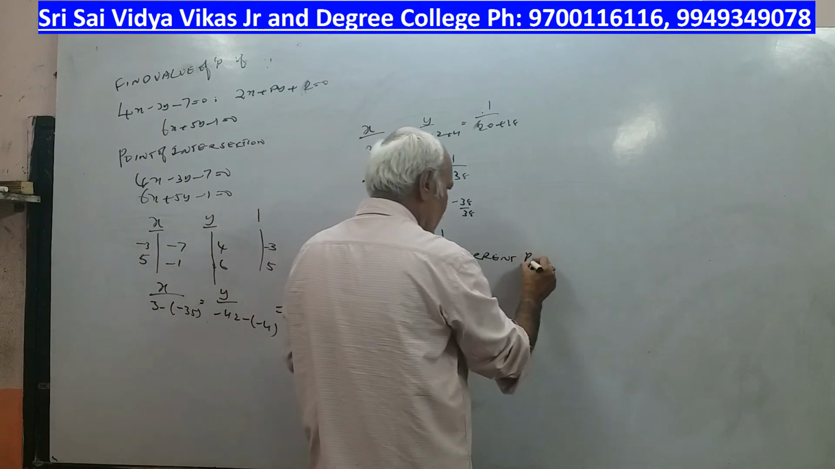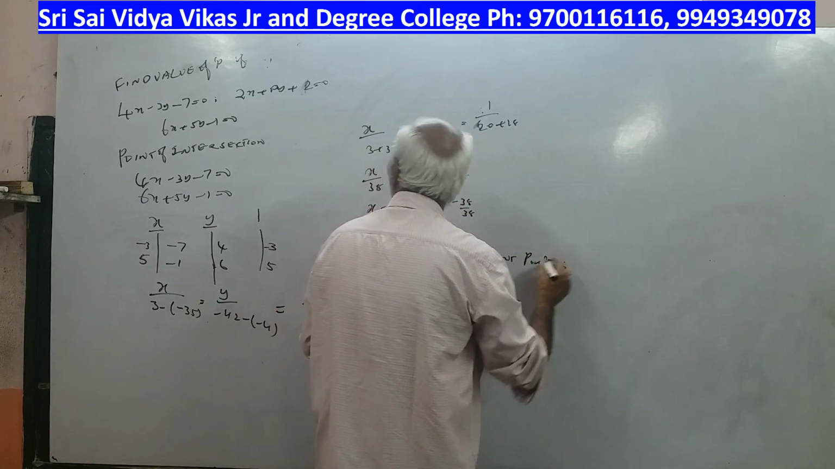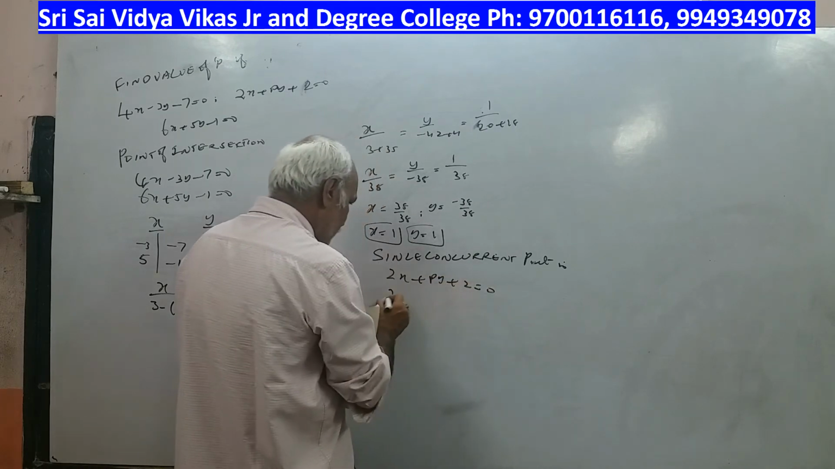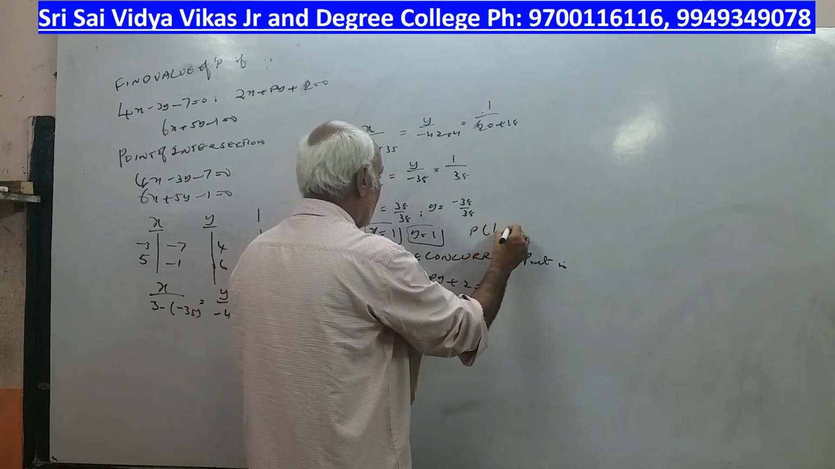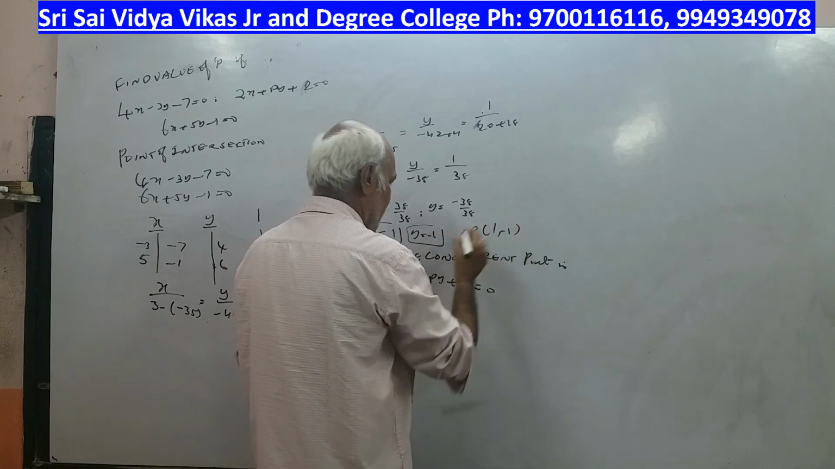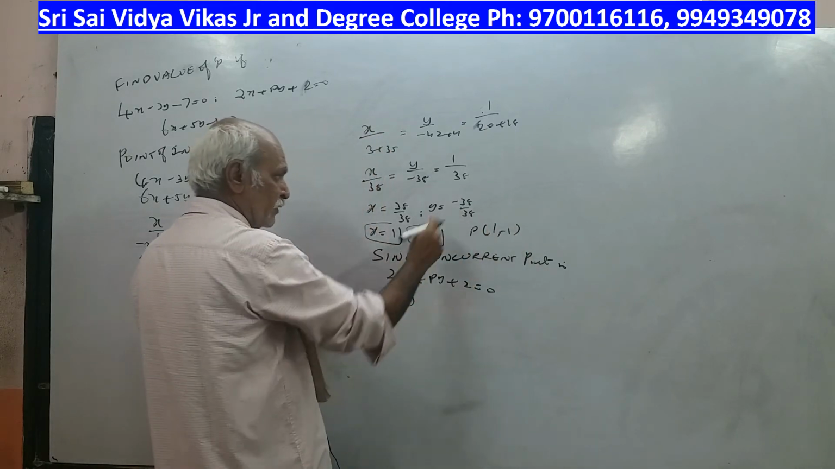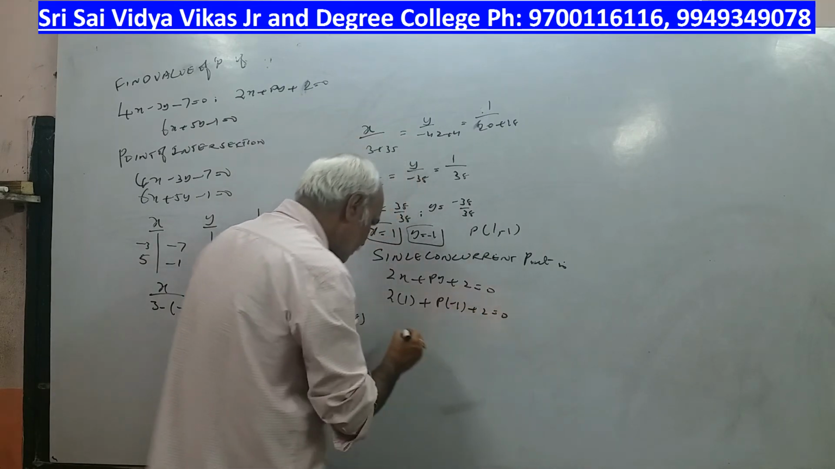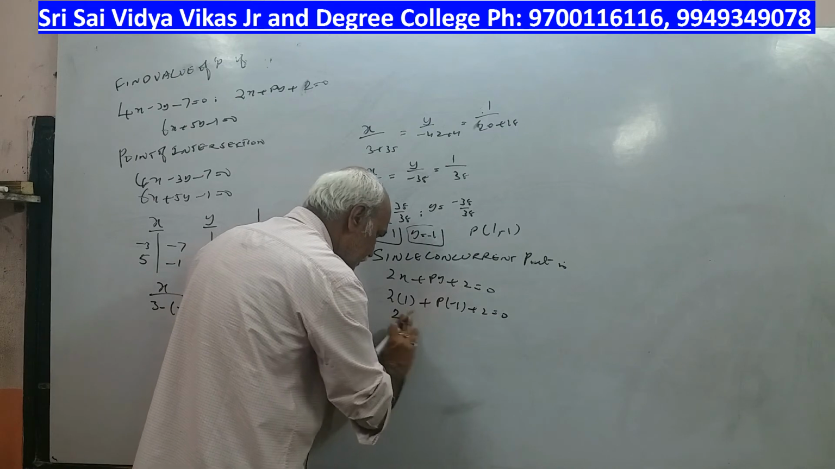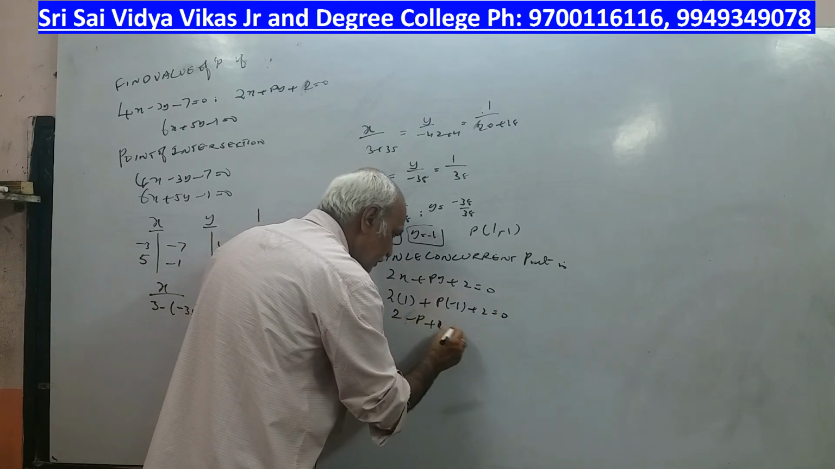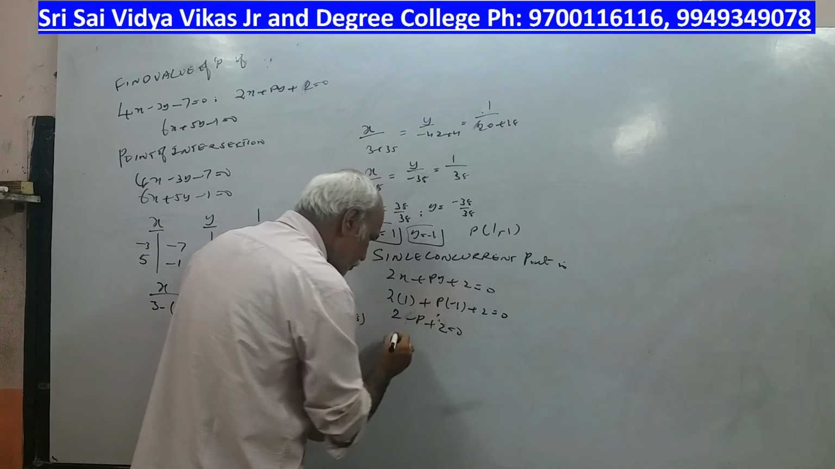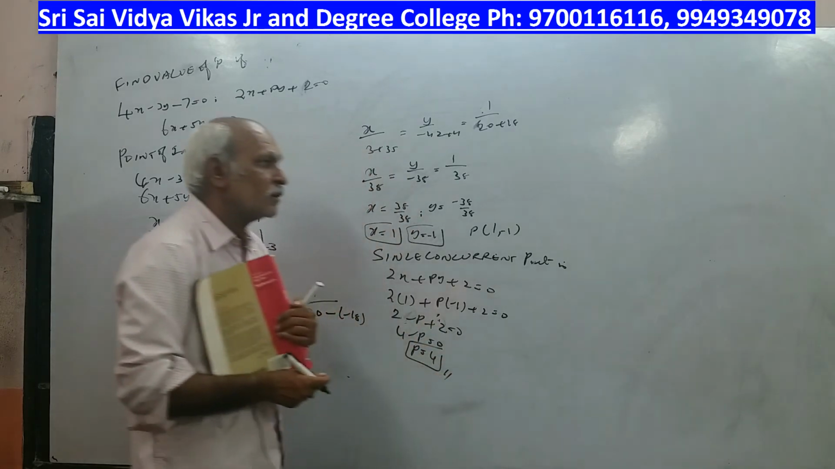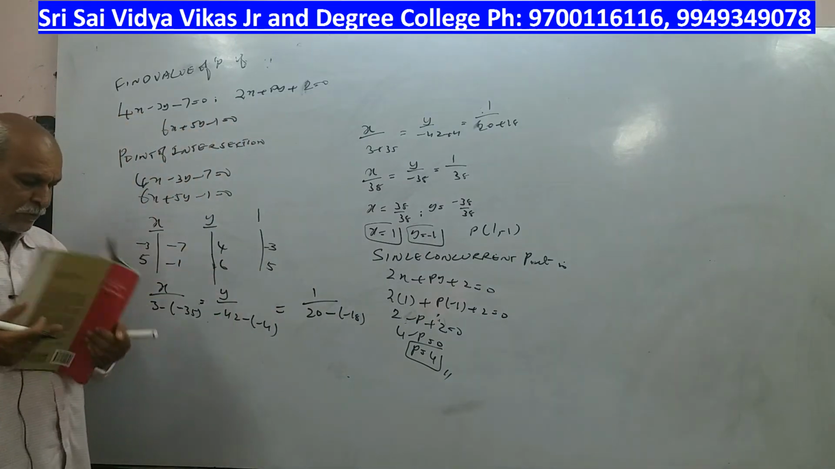Put in 2x plus py plus 2 is equal to 0. What is the point? 1 comma minus 1. So, 2 into 1, here minus 1 will come, sir, plus p into minus 1 plus 2 is equal to 0. 2 minus p plus 2 is equal to 0. So, 4 minus p is equal to 0, p is equal to 4. Right? So, again same procedure.